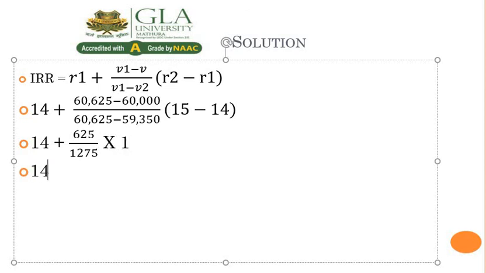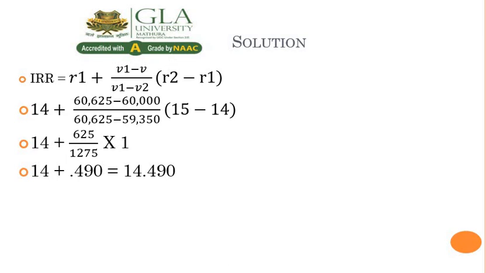So 14 plus 625 divided by 1275 equals 0.490. Thus 14.490 is our internal rate of return, where our NPV is equal to 0.